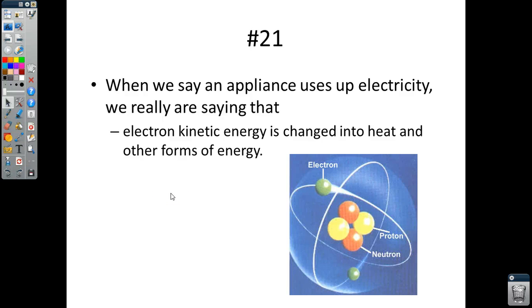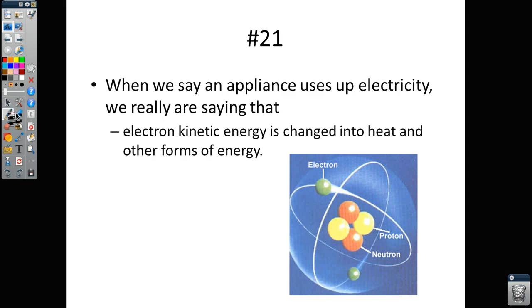These are electricity conceptual examples, number 21 through number 30. And in number 21, when we say an appliance uses electricity, we really are saying that the kinetic energy from the electrons is changed into heat and other forms of energy in order for that appliance to work.